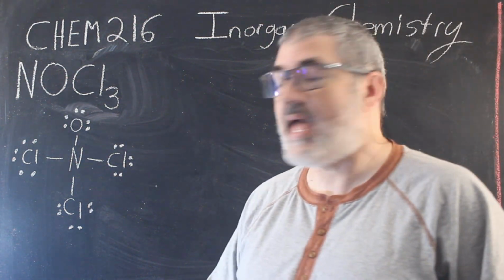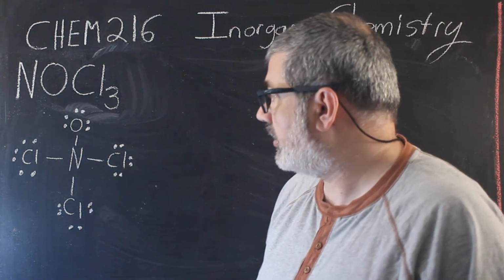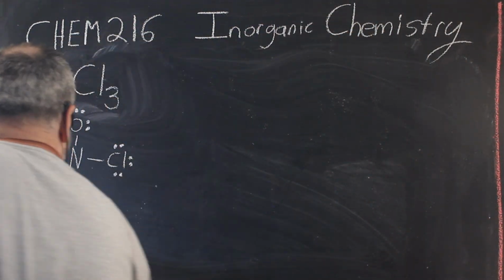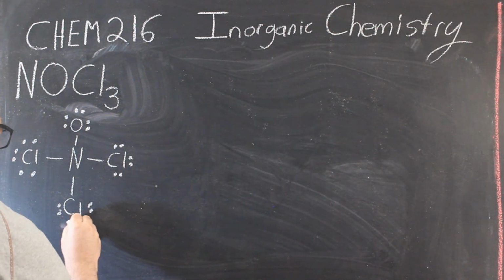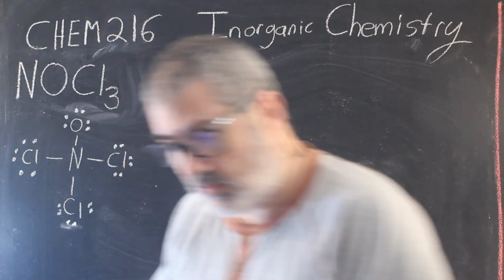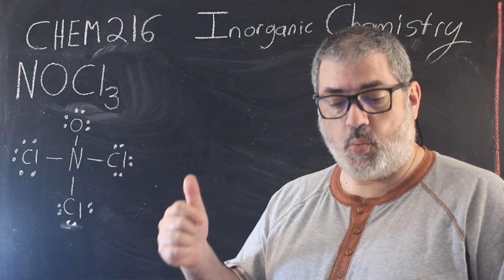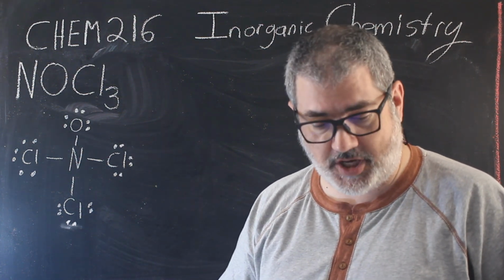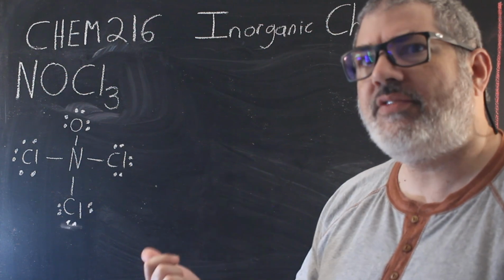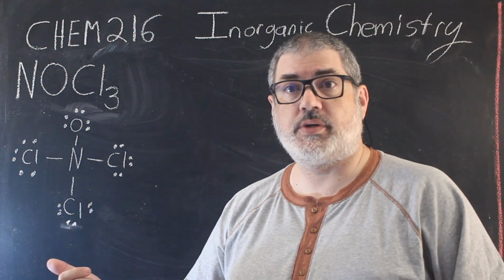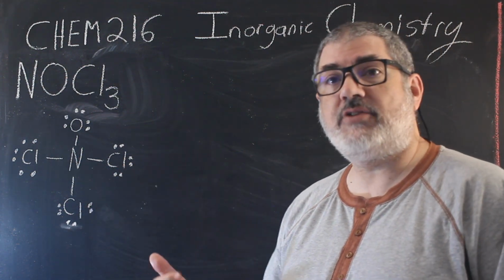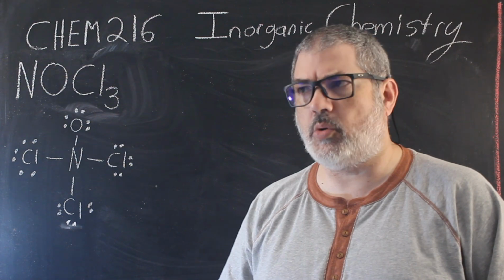Okay, so we have our Lewis dot structure, so I've redrawn it. Now, the next set of questions after formal charge: what is the electronic geometry of the molecule? What is its molecular geometry? What is the orbital hybridization? And is it polar or nonpolar?